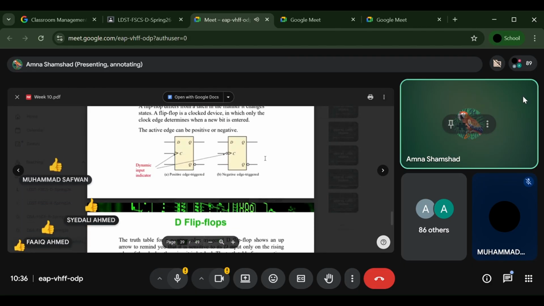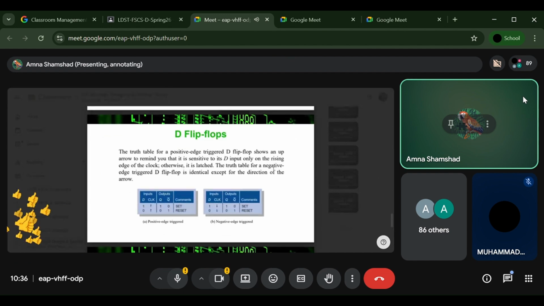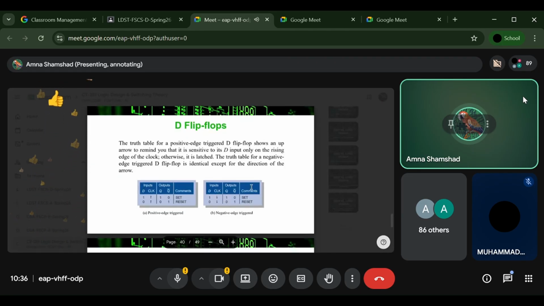Okay, then we have four types. Then we come to the D flip flop, which we have already discussed. What was the D flip flop? Yes, it's a data flip flop. Data flip flop means whatever the input is will come on the output. Clear? Whatever the input is will come on the output. And again, we discussed this only with positive edge triggering in the class.